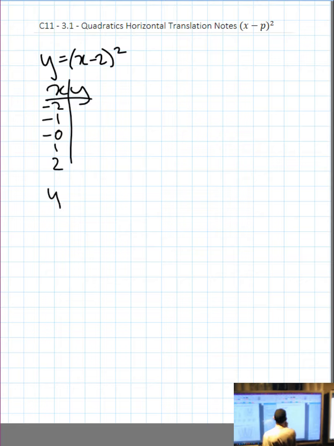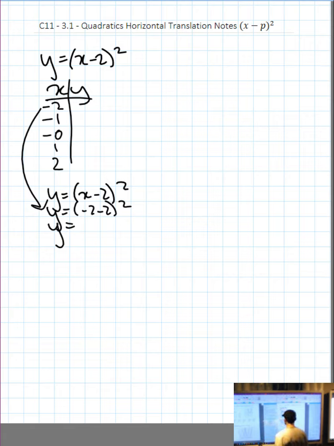So let's take the equation, y equals x minus 2 all squared, and let's substitute the first value in. Y equals negative 2 minus 2 all squared, taking the first value on the table and substituting in for x. Negative 2 minus 2 is negative 4, all squared is 16. Now that value is too big. I don't want to do that. So let's figure out another value.